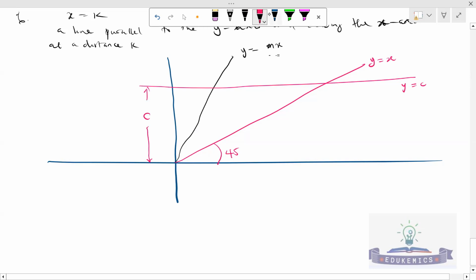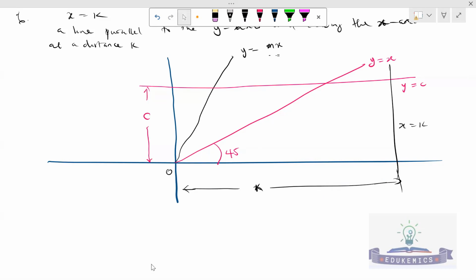And then we can have another line like this, parallel to the y-axis. Don't mind my line. So we have x equals k there, and this k is the distance from the origin, and this is the origin. So we can see the different conditions here.